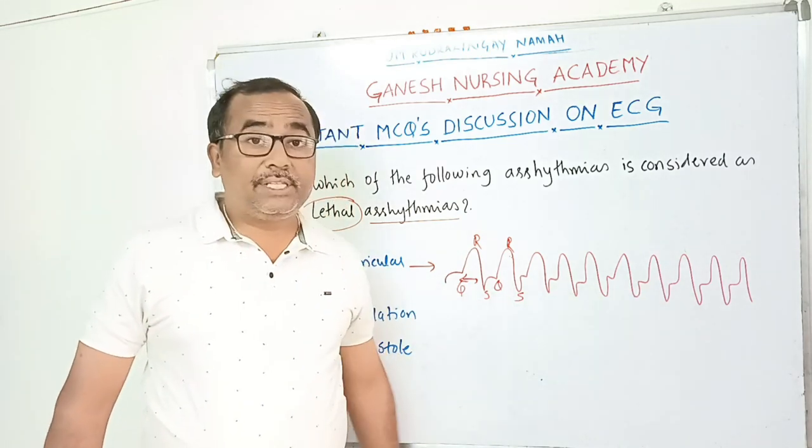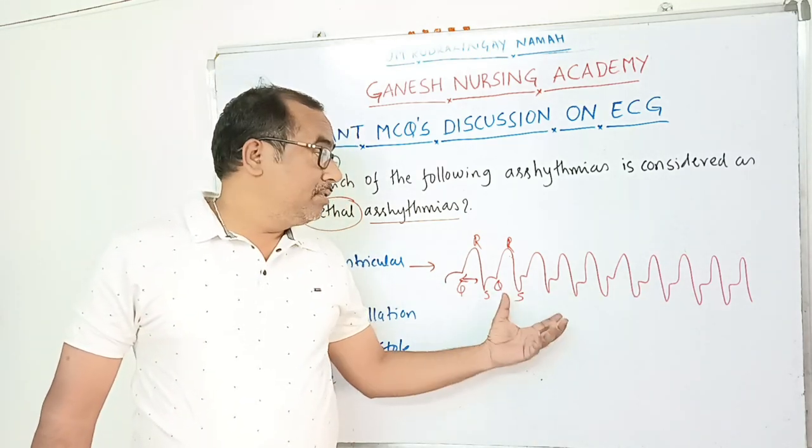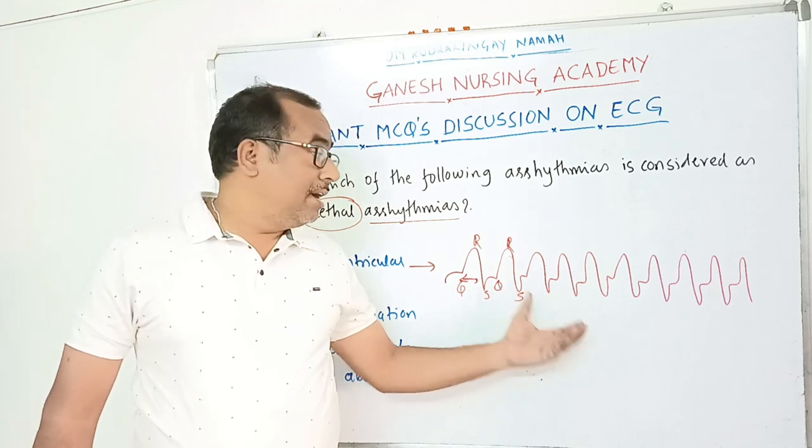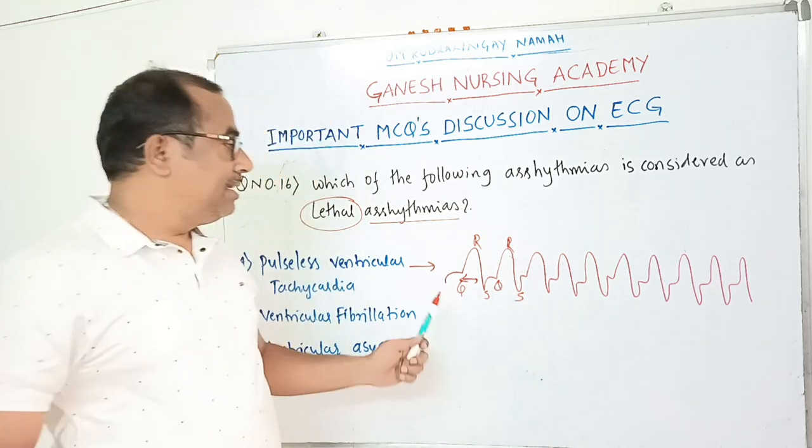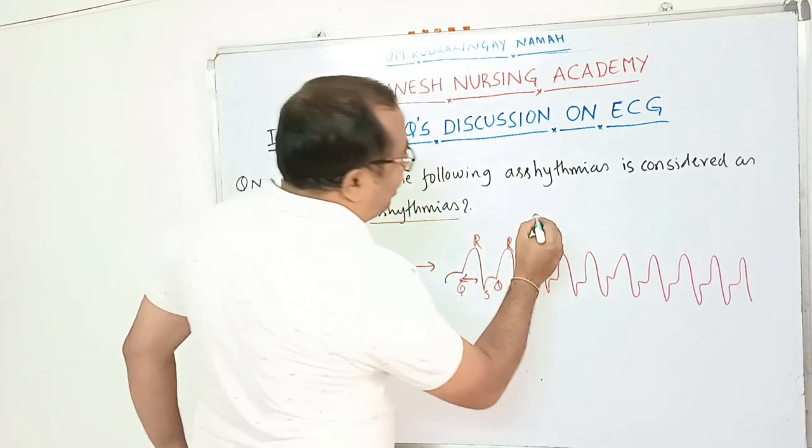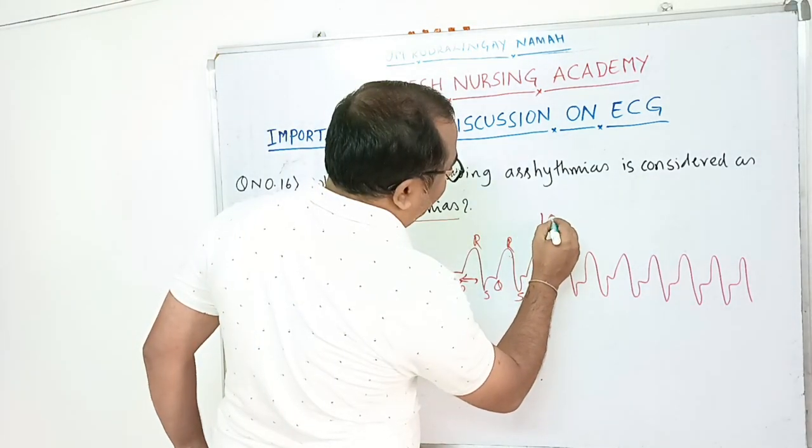This kind of rhythm, if you see it on the monitor or in the ECG, is known as one of the dangerous arrhythmias. Why? What happens in this condition? The heart rate, the pulse rate, will be more than 150 here.